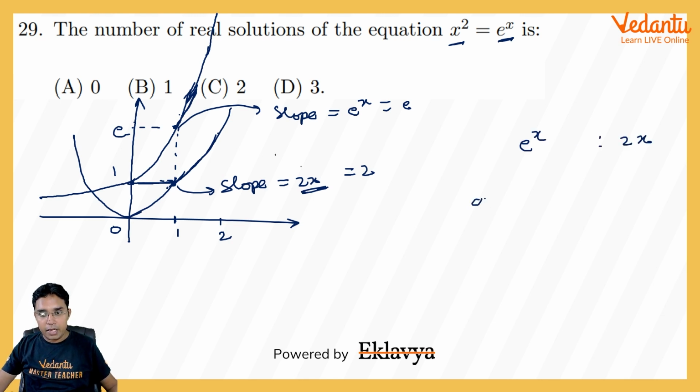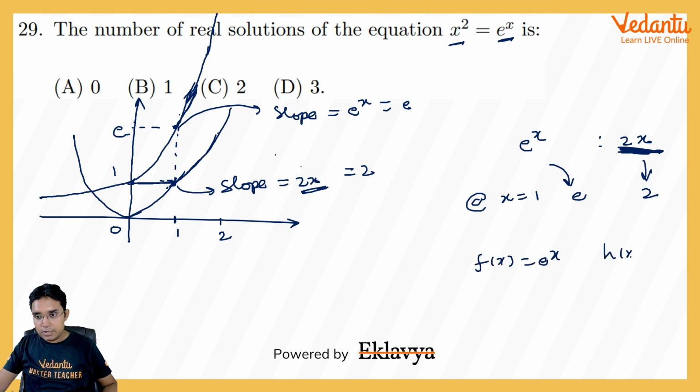You can check at x is equal to 1, this e power x is e and 2x is 2 only. But if I further differentiate, this slope is going to be 2 always. Let us compare the functions e power x and h(x) is equal to 2 power x. Why am I comparing it? Please listen carefully. Its derivative would be e power x and its derivative will be 2.